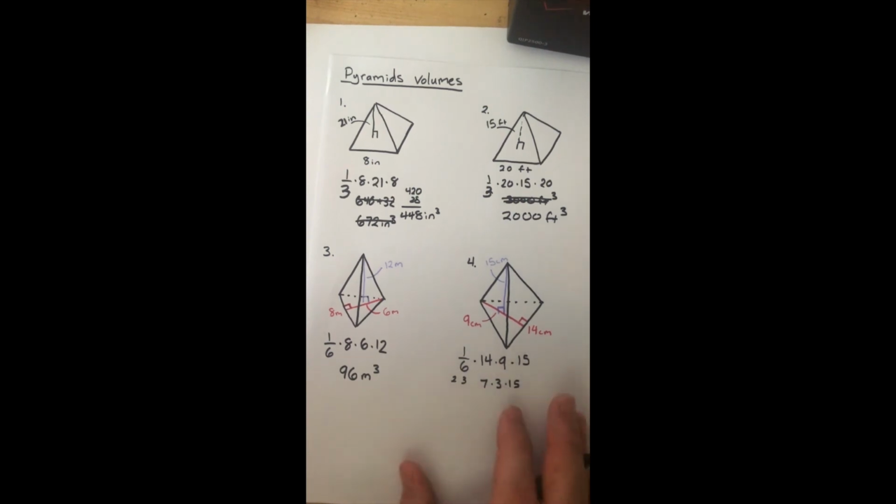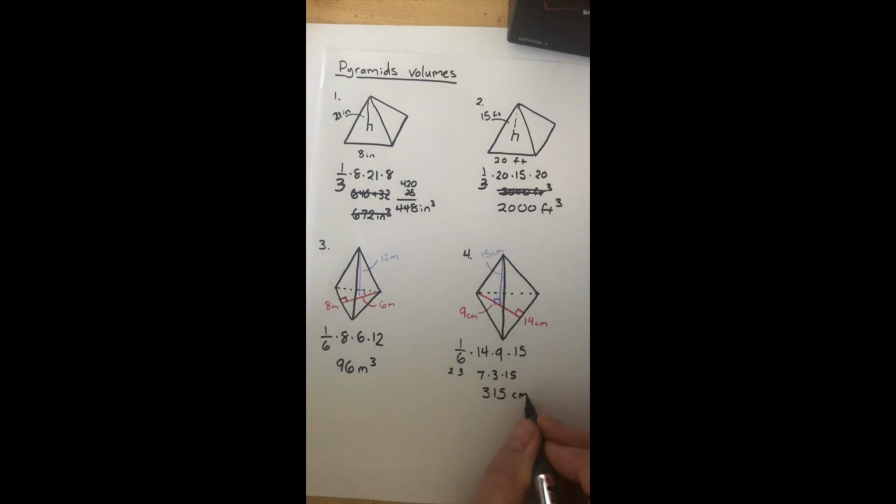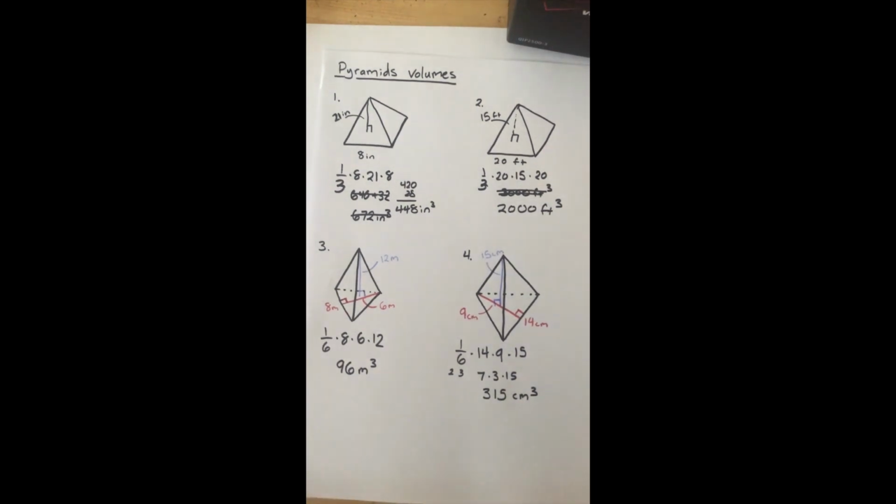So that's 21 times 15. And 20 times 15 is 300. So it's 315 centimeters cubed. All right, and that is how you find the volume of prisms, especially if you remember to do the right formula. Wasn't that fun?